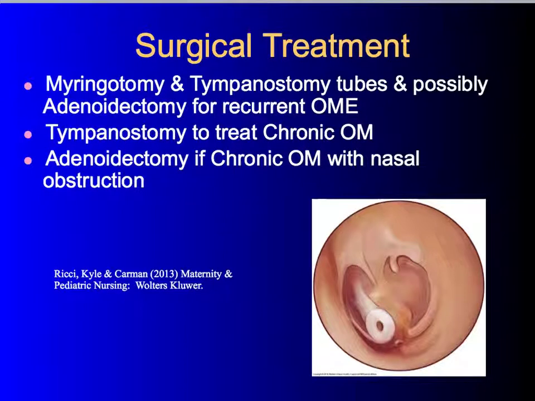Surgical treatment of myringotomy and tympanostomy tubes and possibly adenoidectomy for recurrent OME. And then tympanostomy can be used to treat chronic otitis media, and adenoidectomy if the chronic otitis media has a nasal obstruction. And this is a picture from your textbook that has the myringotomy and the tympanostomy tube in place.